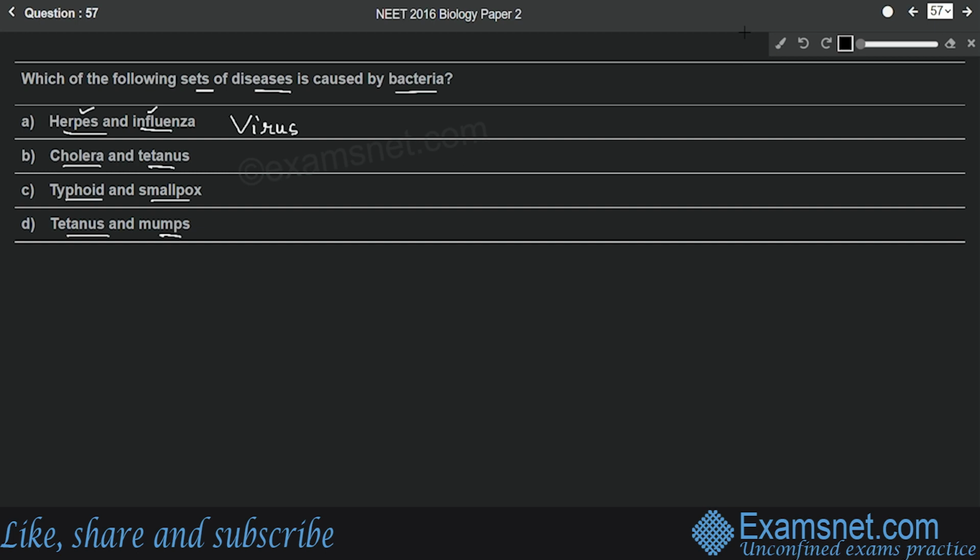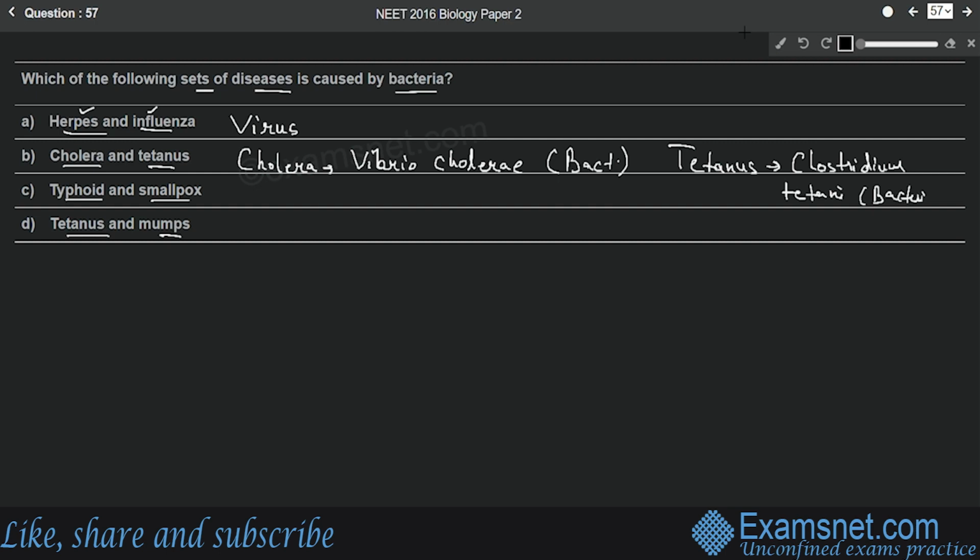Then in the second one we have cholera and tetanus. So cholera is caused by Vibrio cholerae, and that is a bacteria. And the second one is tetanus. So tetanus is caused by Clostridium tetani, and that is also a bacteria. So yes, both of them, that means this set of diseases is caused by bacteria. Okay, let's see other options as well.